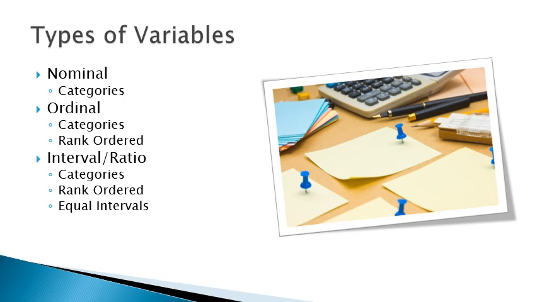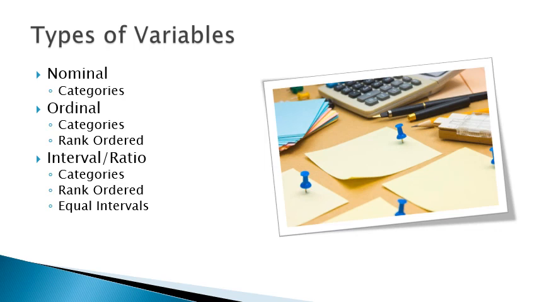or I could say, how old are you in years? And then you're going to give me a number. That's interval ratio. Okay, so nominal are categories, ordinals are categories with a ranked order, and then just think interval ratio is a number. Okay, a number that we can calculate.